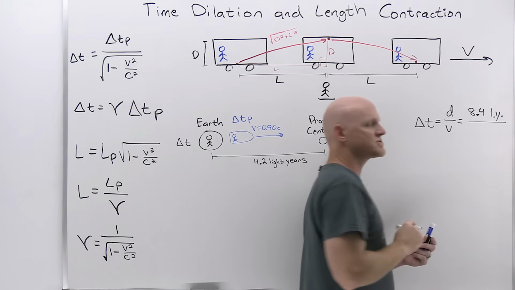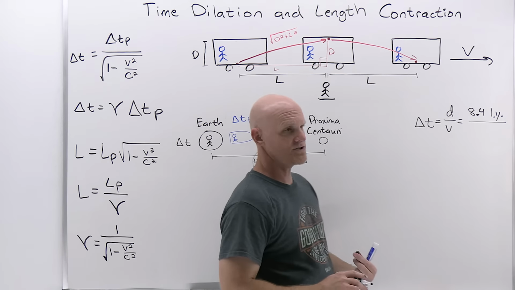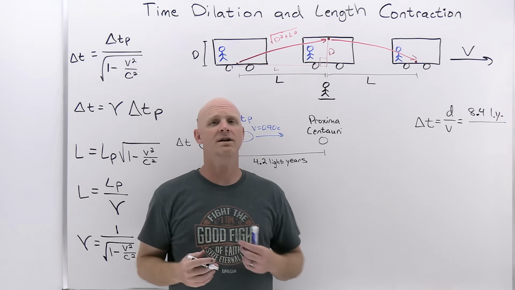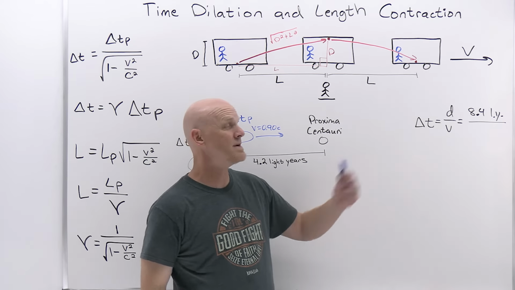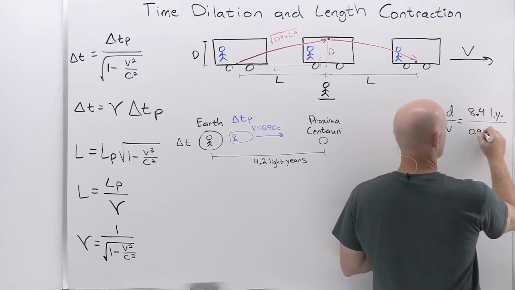and the speed he is traveling is 0.9 times c. And we can look at this a couple different ways. You could look at it as 0.9 times 3.0 times 10 to the 8th meters per second, and that would be true, and we'd have a major units problem. Or we could look at it as 0.9.